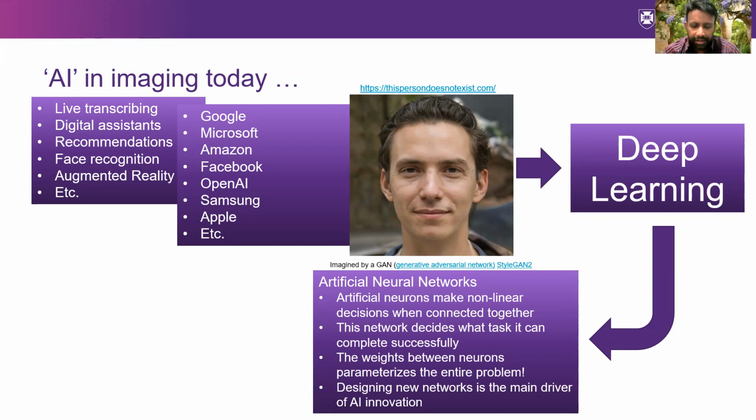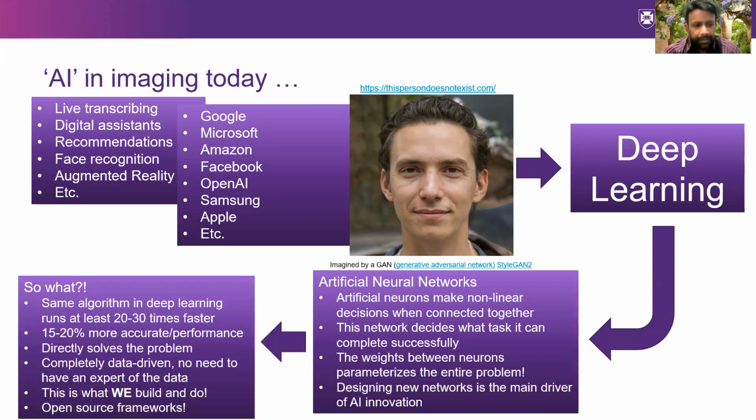It can learn the weights, parameterize the problem, and so designing new networks is actually a main driver of AI evolution. We'll see that later on. But this is the result. I already mentioned 20 times faster, 20% more performance, but that's what we've experienced. You'll see that for some applications, it's even bigger.